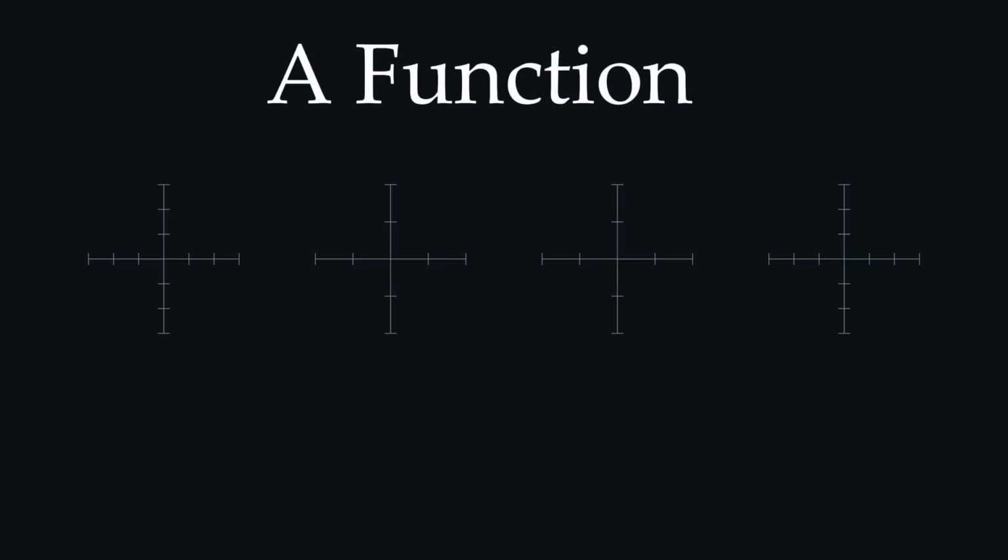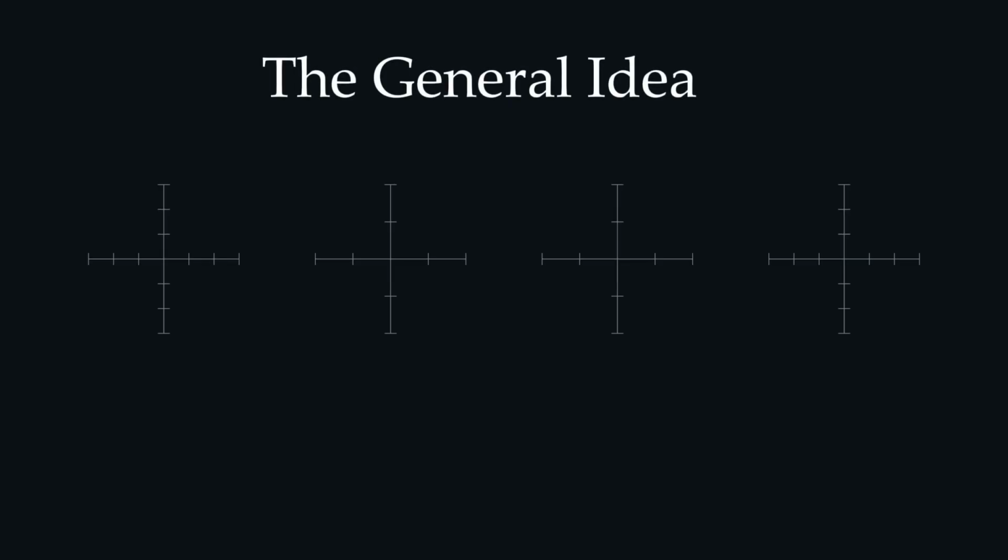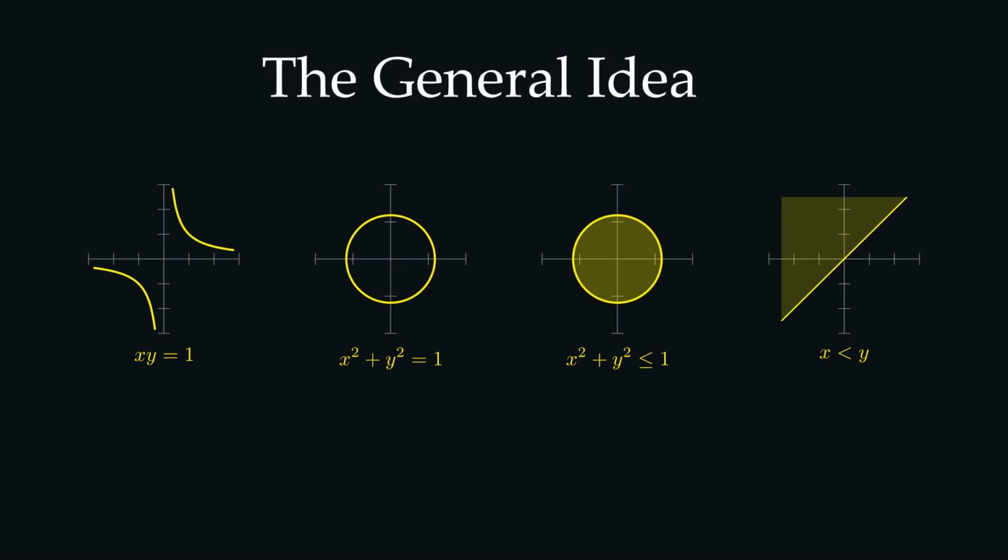Now I reach one of what I consider the most important ideas in all of mathematics, the concept of a function. But I want to approach it carefully, because there is a more general idea that comes first. Suppose I take ordered pairs of real numbers, x, y, and consider expressions like x times y equals 1, or x squared plus y squared equals 1, or x squared plus y squared is less than or equal to 1, or x is less than y. Each of these expressions defines a certain set of ordered pairs, the pairs for which the expression is satisfied.